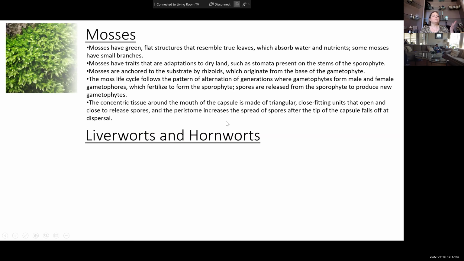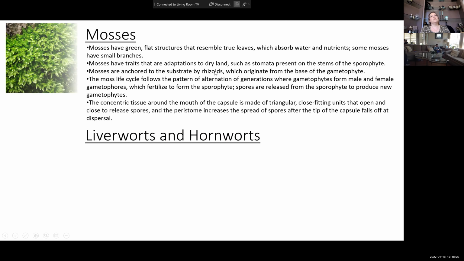All right, mosses have green flat structures that look like leaves, but they're not really leaves. And they absorb water and nutrients. They absorb it right through their cell walls, right into their little structures, okay? That's why they're flat. If you were to look at moss under a microscope, they're pretty flat, the little leafy looking things. They have traits that are adaptations to dry lands, such as stomata, present on the stems of the sporophyte. So that would be on the stems of those big tall pieces that we saw just a minute ago. They're anchored to the substrate by rhizoids, which originate from the base of the gametophyte.